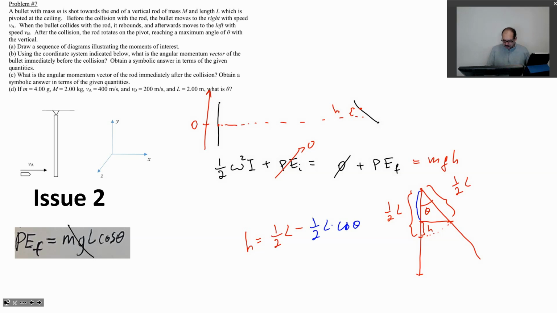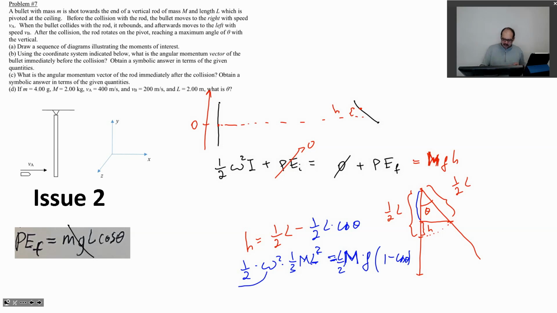So 1/2 times omega squared times 1/3 ml squared will be equal to, sorry, again, confusing symbols. This should be capital M, the mass of the rod. So the mass of the rod times g times, well, 1 minus cosine theta, and this will be L over 2 as a common factor.